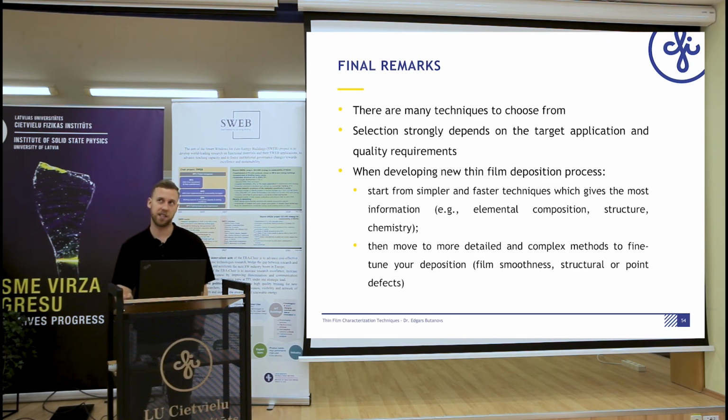For some simpler applications which require less quality, you can use simple tabletop tools. However, for very advanced, let's say, semiconductor thin films, you will need to use a variety of advanced tools as well. So when you're developing a new thin film deposition process, usually start from simpler and faster techniques, which give the most information, such as elemental composition, structure, and chemistry, and then move to more detailed and complex methods to fine-tune your deposition process, such as film smoothness, structure, and point defects.